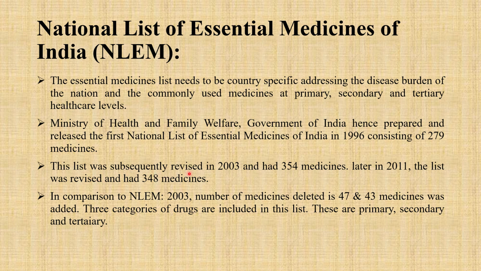The list was subsequently revised in 2003 and had 354 medicines. Later in 2011, the list was revised and had 348 medicines. In comparison to NLEM 2003, the number of medicines deleted is 47 and 43 medicines were added. Three categories of drugs are included in this list. These are primary, secondary and tertiary.